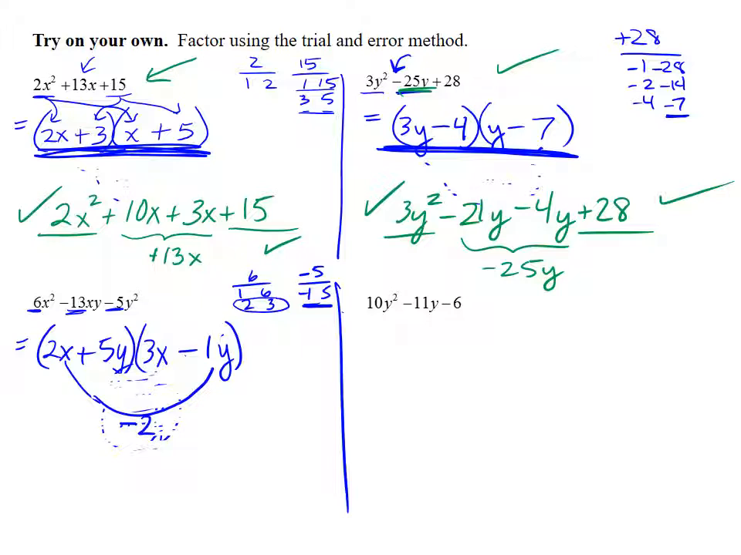The outside is negative 2xy. The inside would be positive 15xy. That is a good start because we've got the right number. 15 minus 2 is 13. But it's the wrong sign. It's a positive 13xy. We want a negative. Luckily, the only thing we have to do to make that give us the right sign is to change the signs that we currently have. Let's make this a negative 5 and this a positive 1.